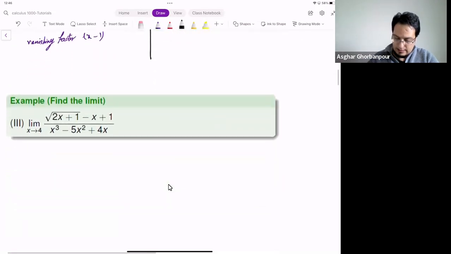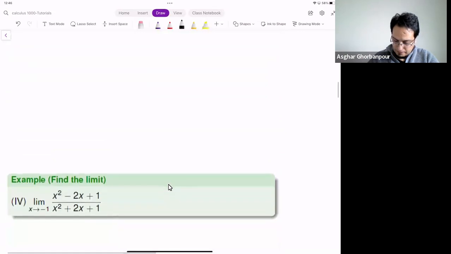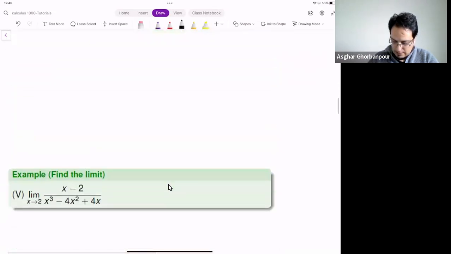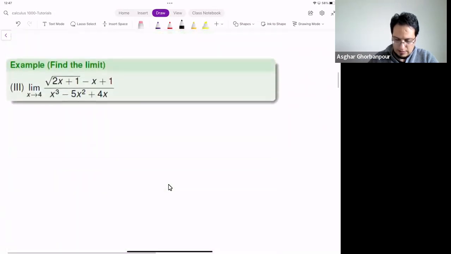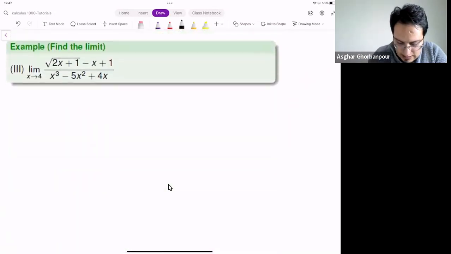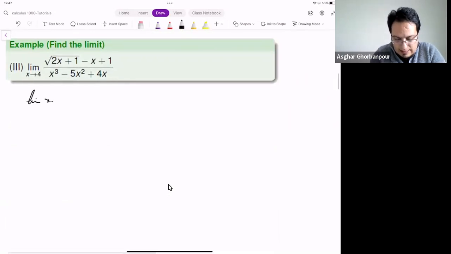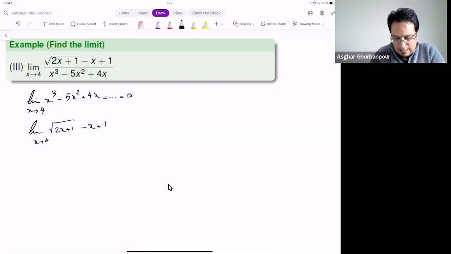Let us do this other one here. Here, the limit of the denominator, you go ahead and find that, and you see that this is 0. I won't do the details of this computation. This will be 0. And the limit of the numerator, you will see, is again 0. We are in the 0 over 0 case.